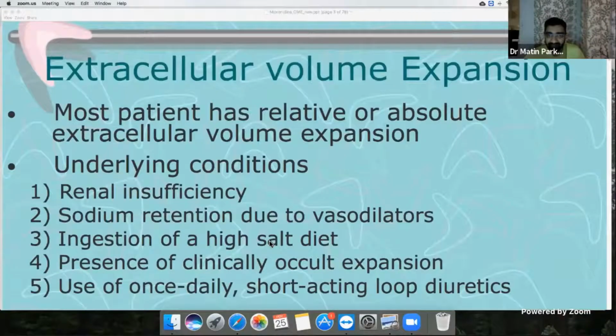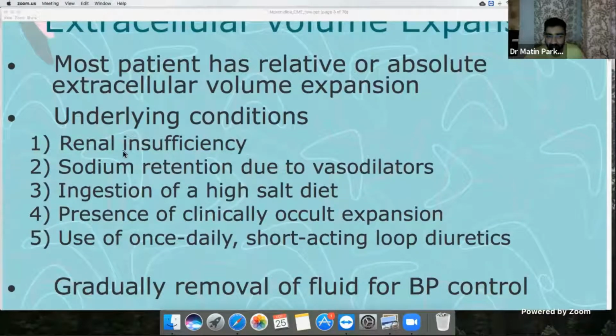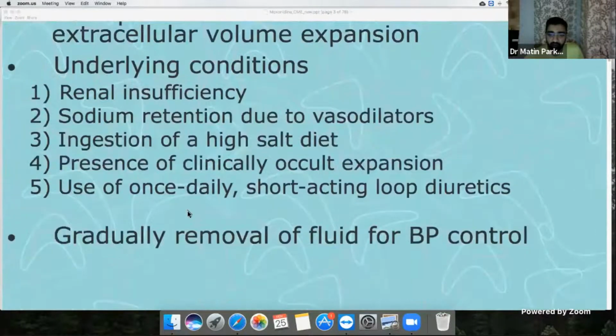Then the second cause is extracellular volume expansion. What are these conditions? Most patients have relative or absolute extracellular volume expansion under underlying conditions, that is renal insufficiency, that is renal failure, patients who are on dialysis, sodium retention due to vasodilators, ingestion of high salt diet, presence of clinically occult expansion, use of once daily or short acting loop diuretic. These are the causes which lead to extracellular volume expansion. When extracellular fluid gets more, this leads to raised blood pressure.